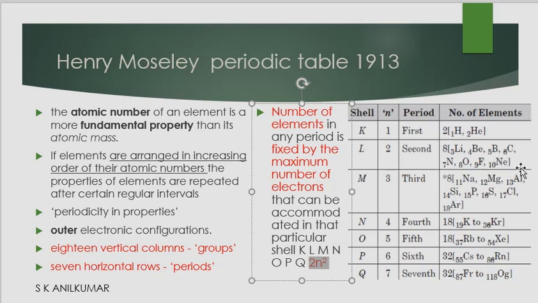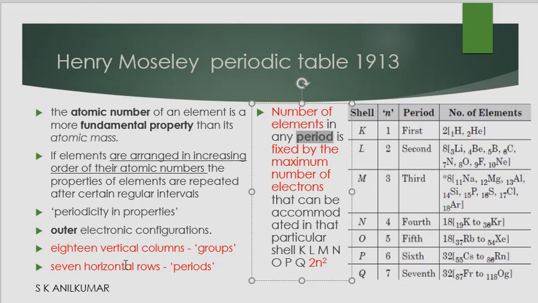So it is full. Now you cannot have 11 because it would become 2 plus 8 plus 1. So it has to come here. 11 has to come in the third shell M. So the number of elements in any period is determined by this. So this is period 1, this is period 2, like that we have K, L, M, N, O, P, Q.